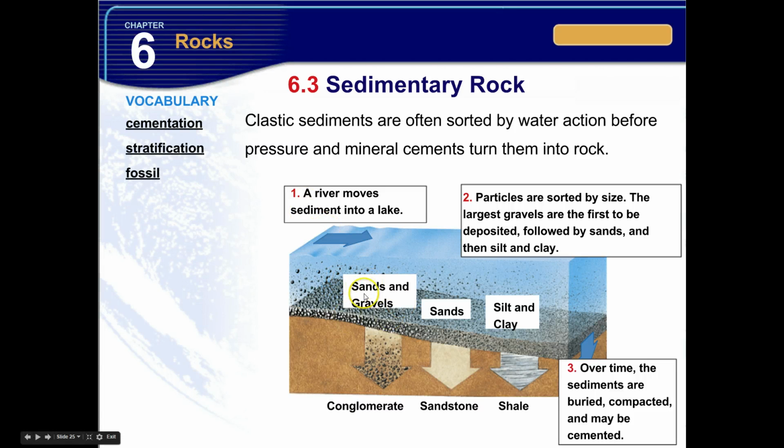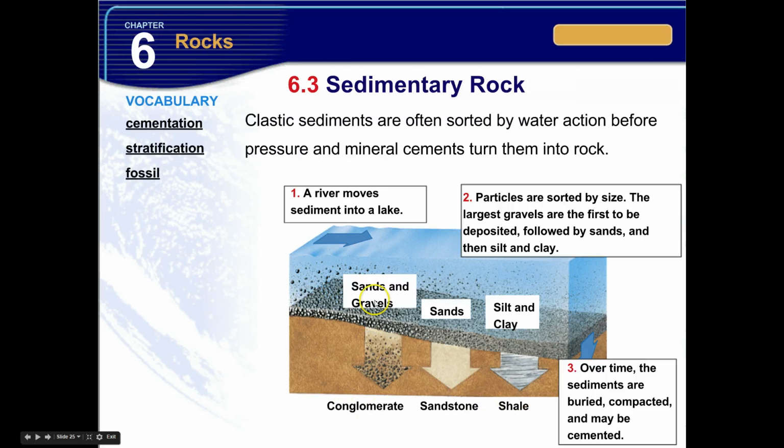And the sands and gravels, the larger sediments, are the first to be deposited, then the sands, and then the silts and clays. Now the second stage, the particles are sorted by size. The largest gravels are the first to be deposited, followed by sands and then silts and clays. And third, over time, the sediments are compacted, buried, and may be cemented together and form a sedimentary rock.